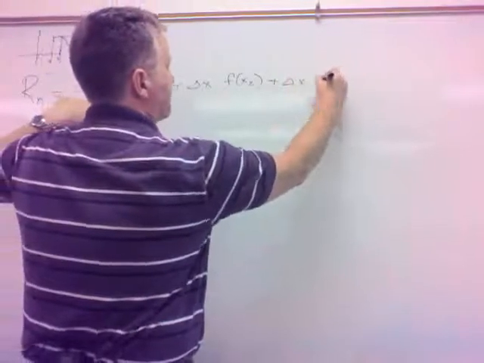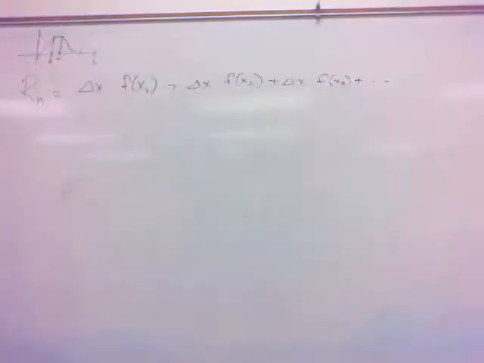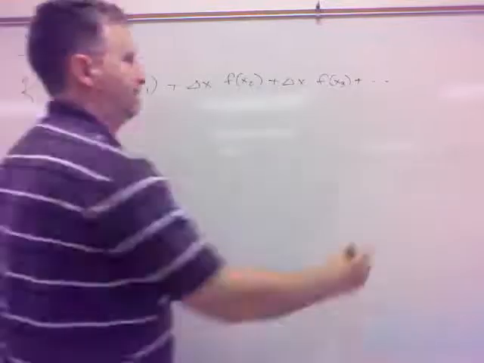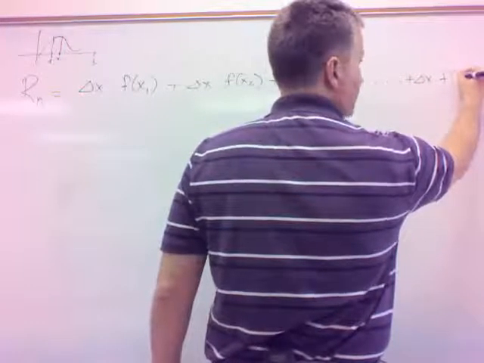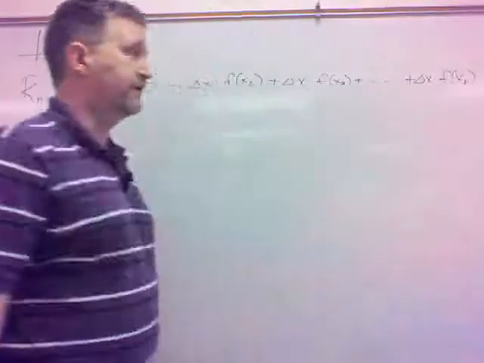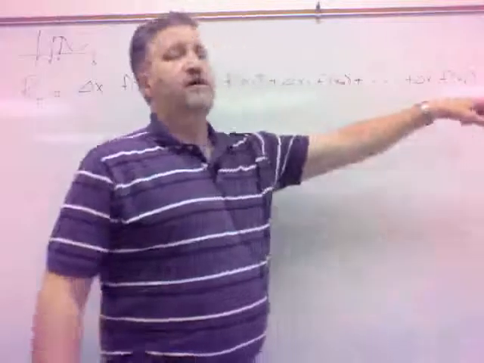Delta x times f of x3, dot, dot, dot, until we get to the last rectangle, which would be delta x times what? F of x sub n, wouldn't it? If I'm doing n rectangles. If I was doing 5 rectangles, it'd be f of x5. So whatever n is, f of x sub n is the last height. Everybody okay on that?